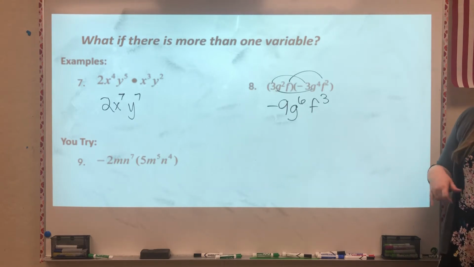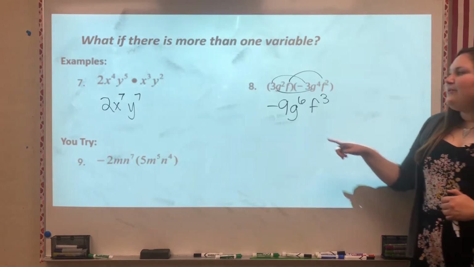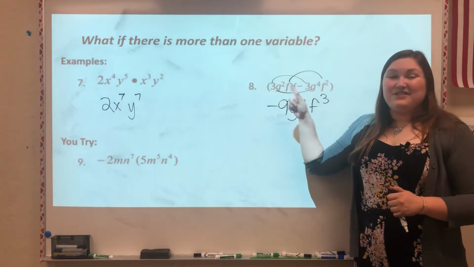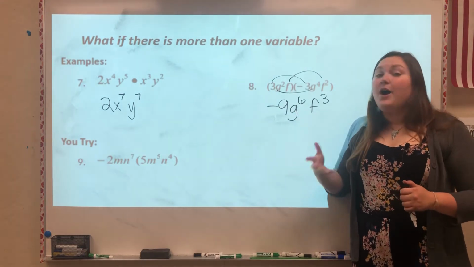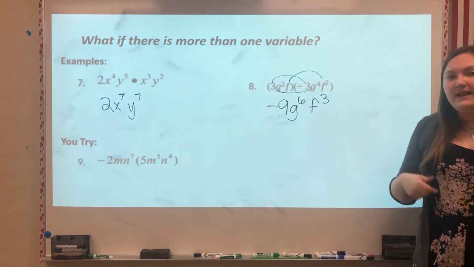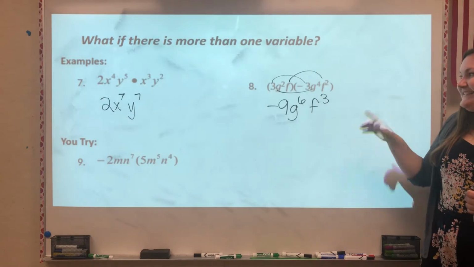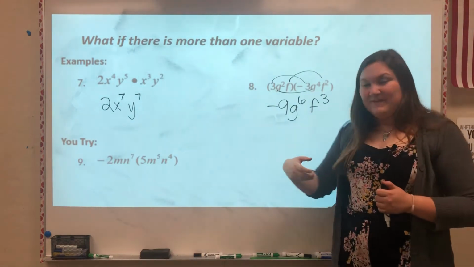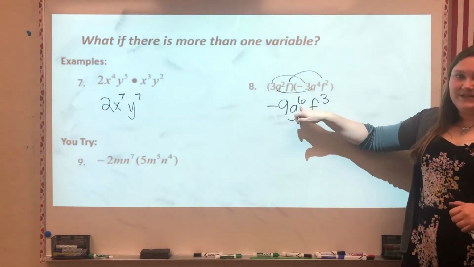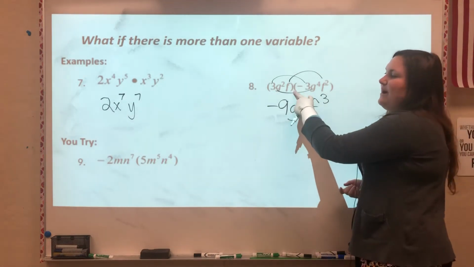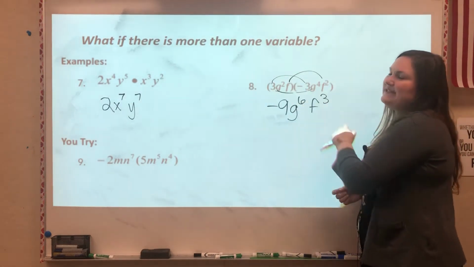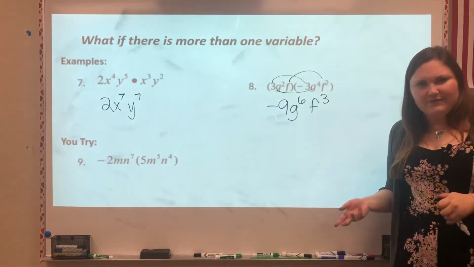The last thing I want to point out with this is notice here those coefficients, that 3 times -3, you are multiplying those. The thing that confuses students sometimes is they want to add everything. You are only adding your exponents. This is a multiplication problem though. We are doing 3 times -3, not 3 plus -3.